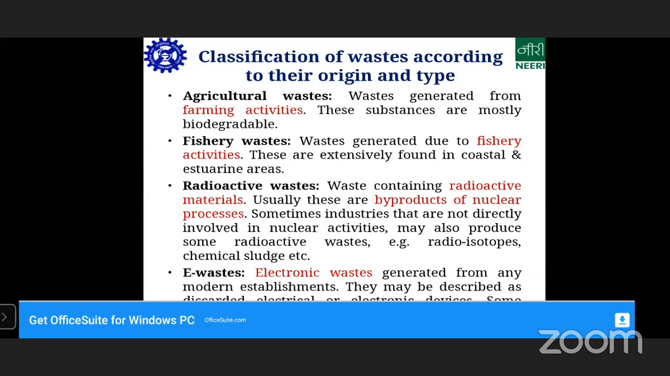Then you have radioactive waste. This is very dangerous, so you have separate rules for this. Radioactive waste is mostly the byproducts of nuclear processes. Some processes, like chemical sludge and radioisotopes, are products of chemical processes also, but they are still categorized under radioactive waste. Then you have electronic waste, that is e-waste. That is mostly your household or daily used electronics, remains of that, maybe broken or discarded parts of it, etc.